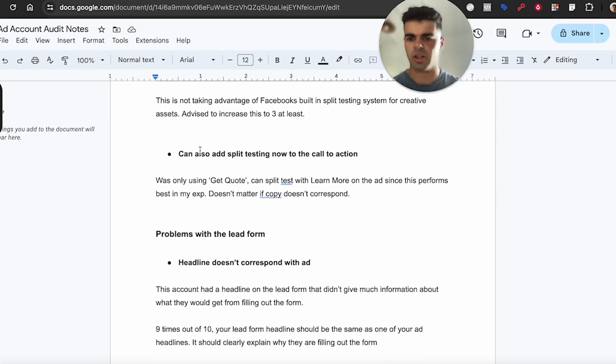I also advise that you can split test the call to action now. This is a relatively new feature in Facebook, but they were only using get quote, and learn more is the one that always performs the best in my experience. Even if your copy doesn't correspond, so if your primary text says, oh, click get quote below to fill out the form, you can still split test with learn more, because if learn more outperforms, who cares if it doesn't correspond with the primary text? If you're getting more clicks, then who gives a shit? So I would split test with learn more, and you can even do more than just 2. I'm pretty sure you can do like 3 or 4. So I advise that they would do this, and we actually moved the copy to learn more anyway.